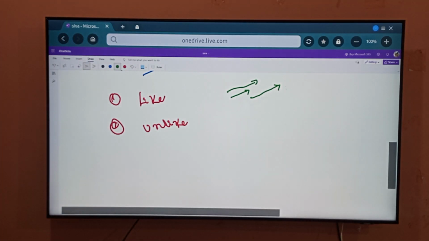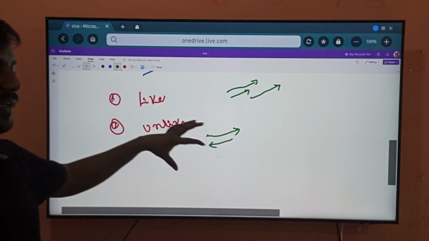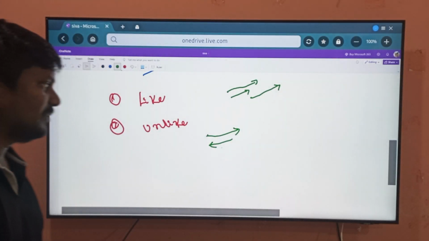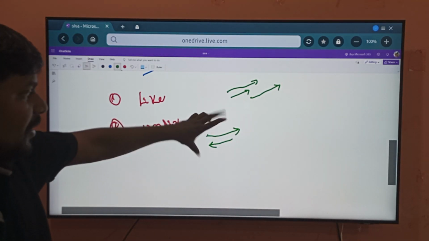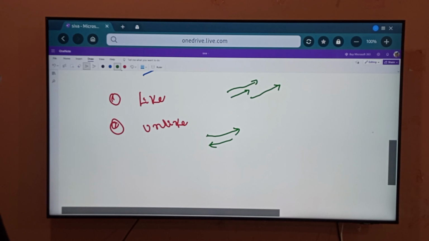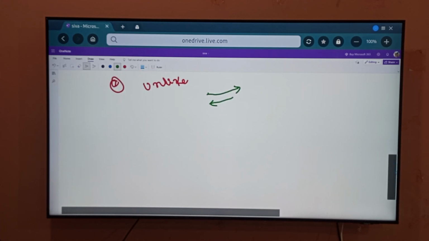And next one, unlike vectors. Unlike vectors are those that are in mutually opposite directions, irrespective of magnitude. It doesn't matter whether they are equal or unequal, but if their directions are opposite, that is unlike vectors.